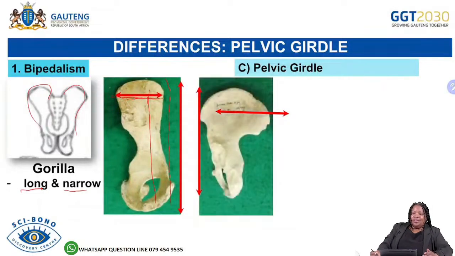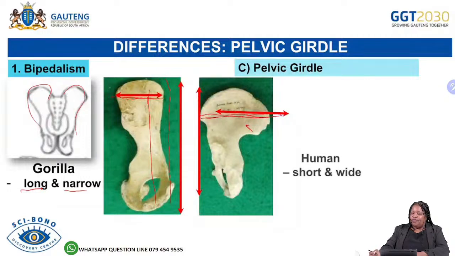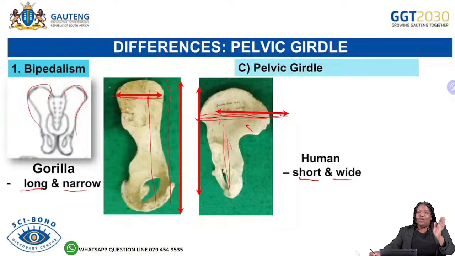Then in humans, it's short. Compare the two. This one is short, but it's wider here. Then in terms of modern humans, the pelvic girdle is short and wider. Right? Pelvic girdle: long and narrow in gorilla or other primates. In humans, it is short and wide. So get those marks. It's easy to even get 150 out of 150, right?